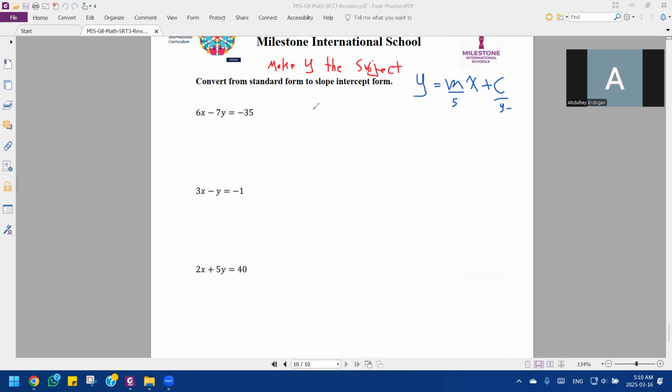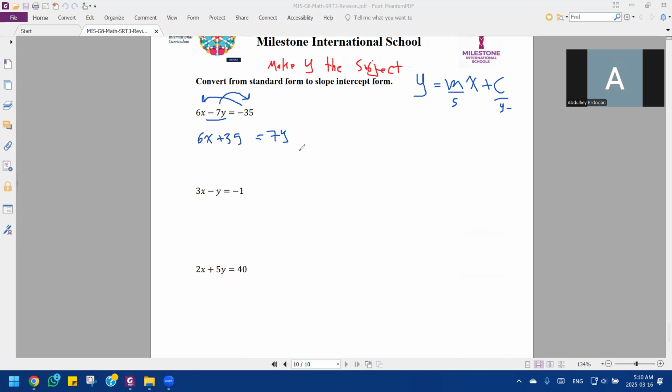Okay, so we need to make it y equal to. Make y the subject means y equals to. Here, in this question specifically, you always look at y. When you see y is negative, directly take it to the other side. So I'll take minus 7y to the right, minus 35 to the left. So I will have 6x plus 35 equals to 7y.